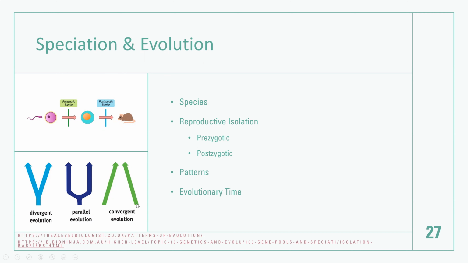And the last pattern is convergent evolution, where two unrelated species evolve in the same way because, again, their environments cause the same adaptations in them, like fish and dolphins, which is a mammal. They evolve the same types of adaptations, like fins to help them move through the water better.